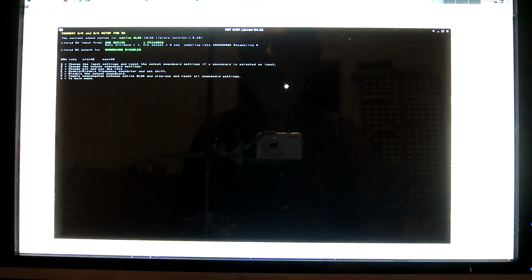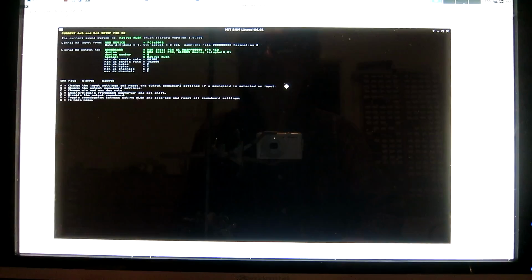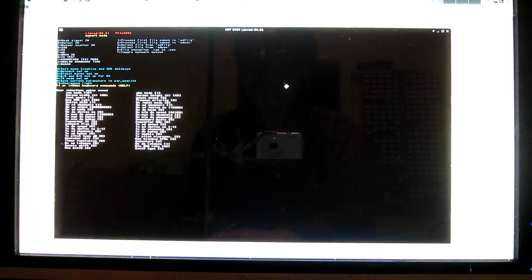And I don't need any sound output. Well, I can put sound output anyway. So I select a sound card for the output, that is B, and use PortAudio, no, the motherboard sound card, that is 0, and then X, W to save.